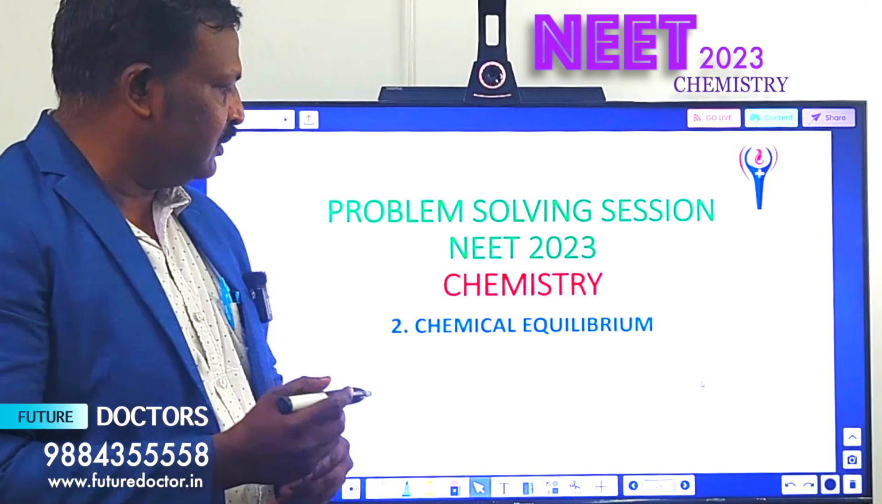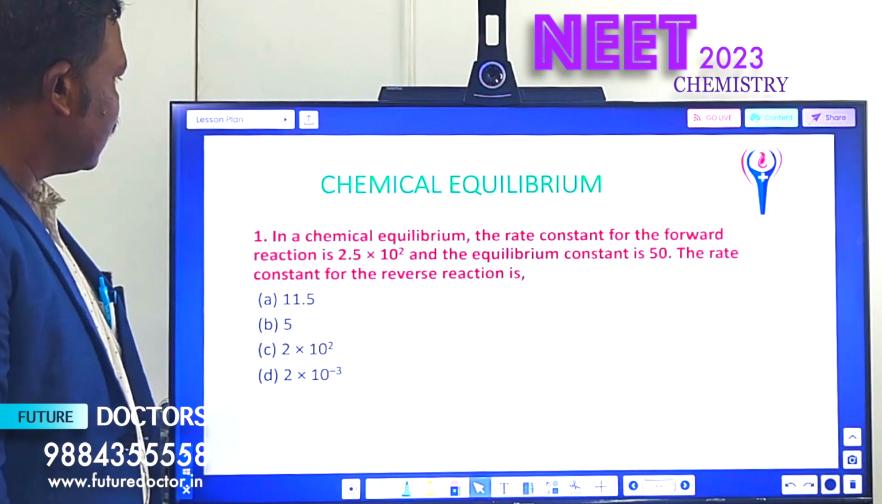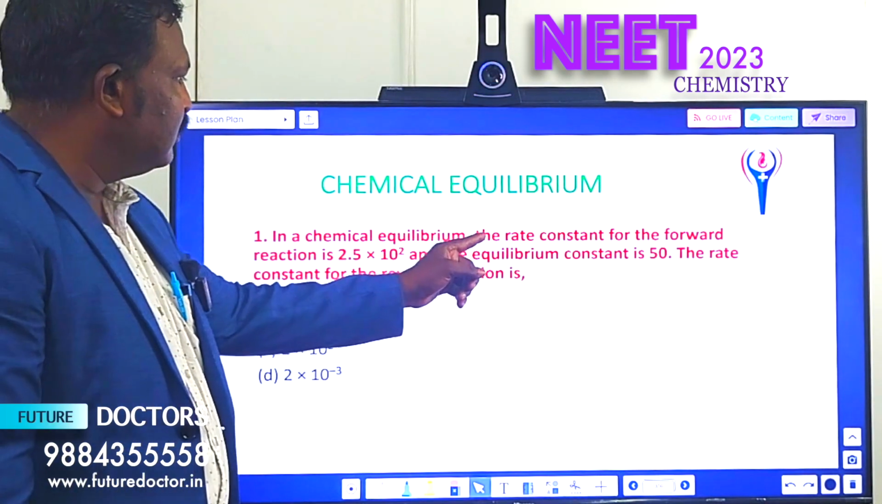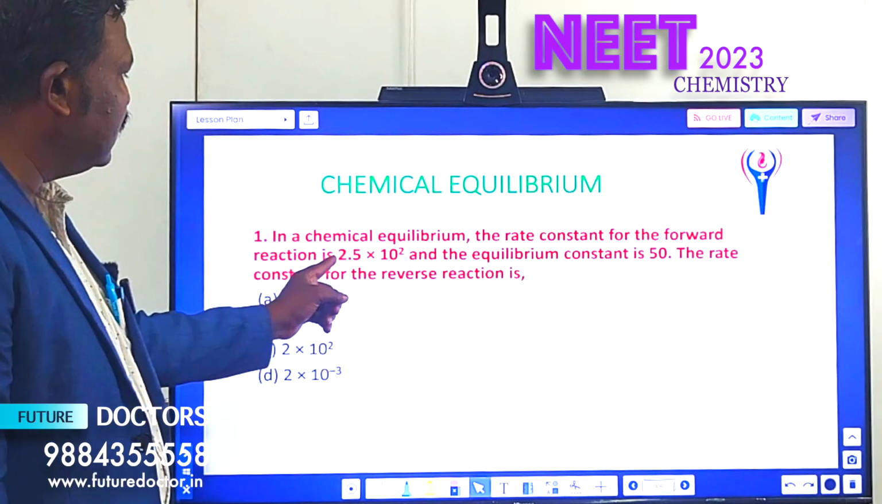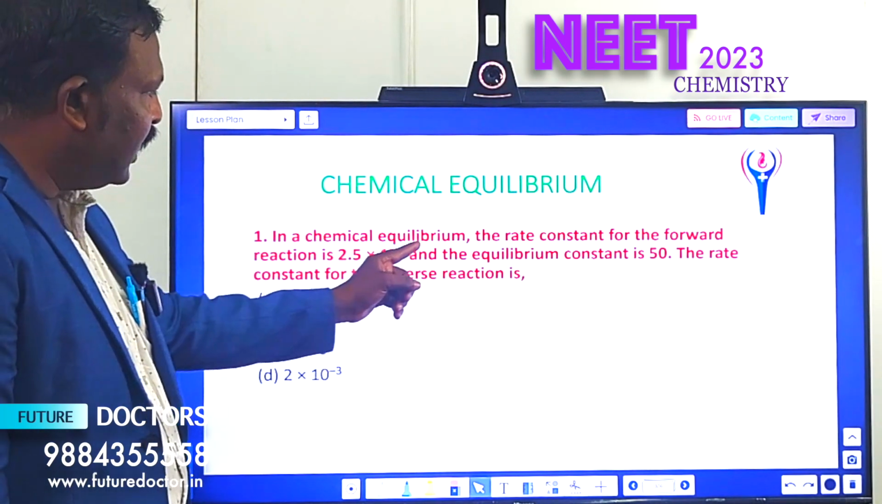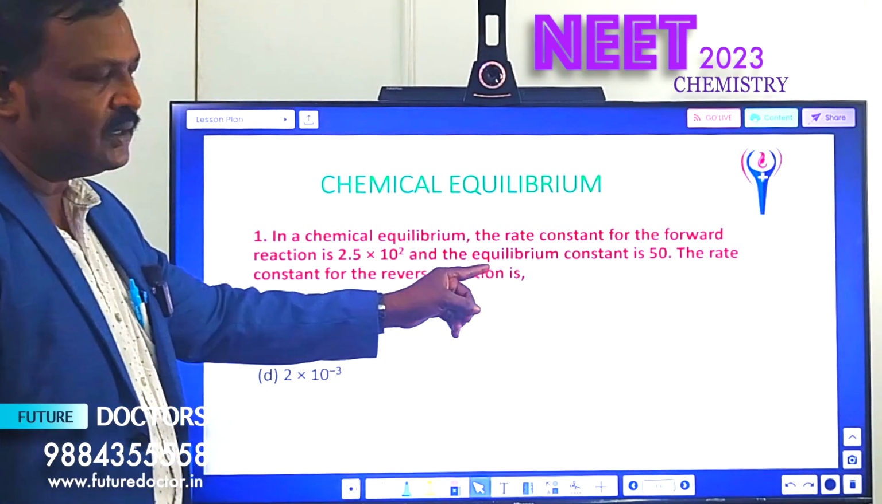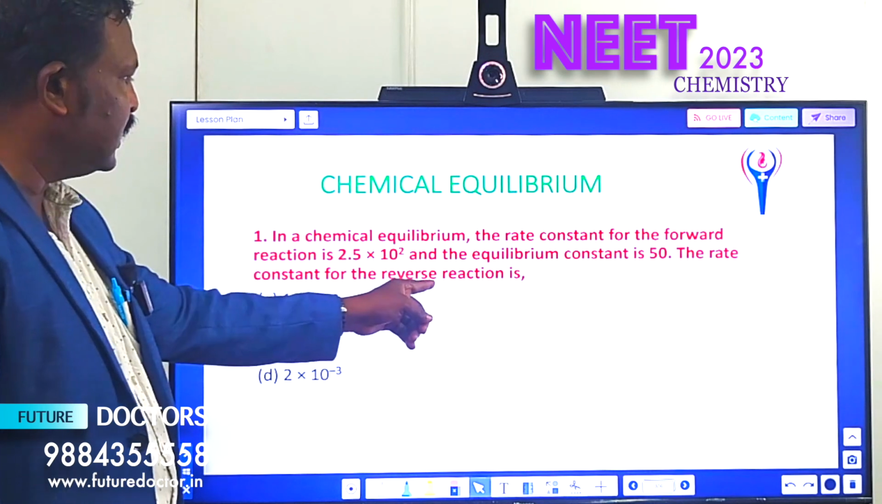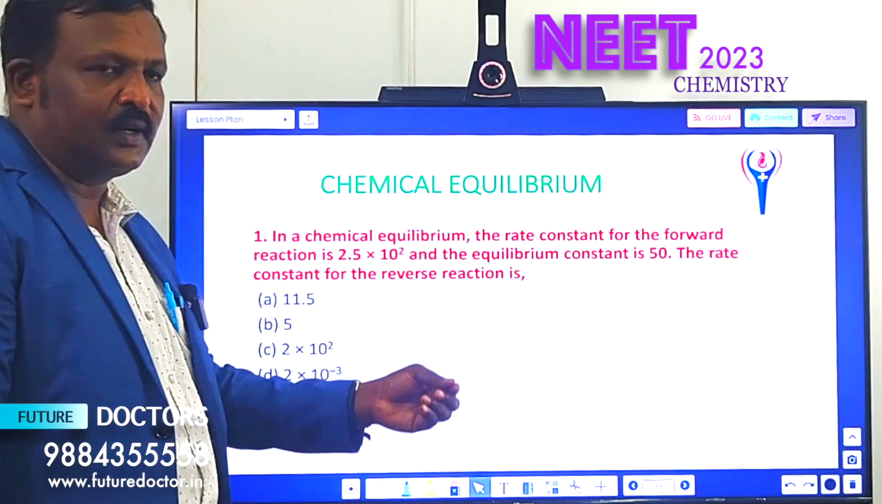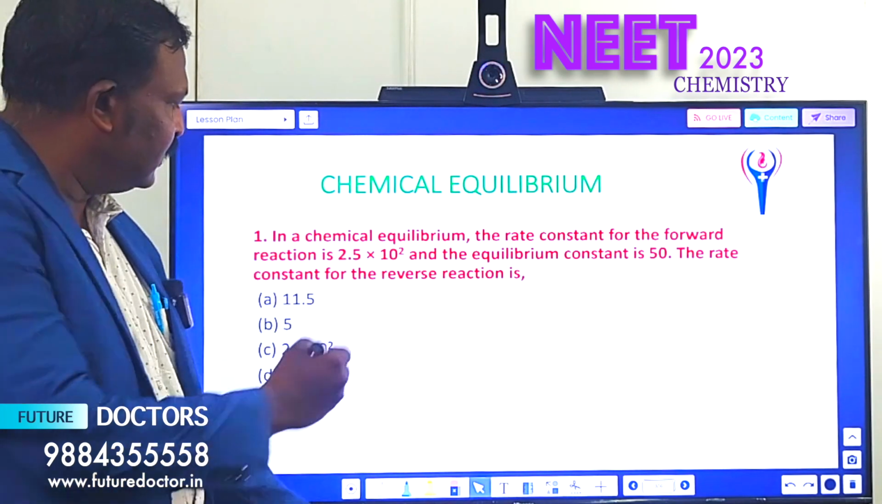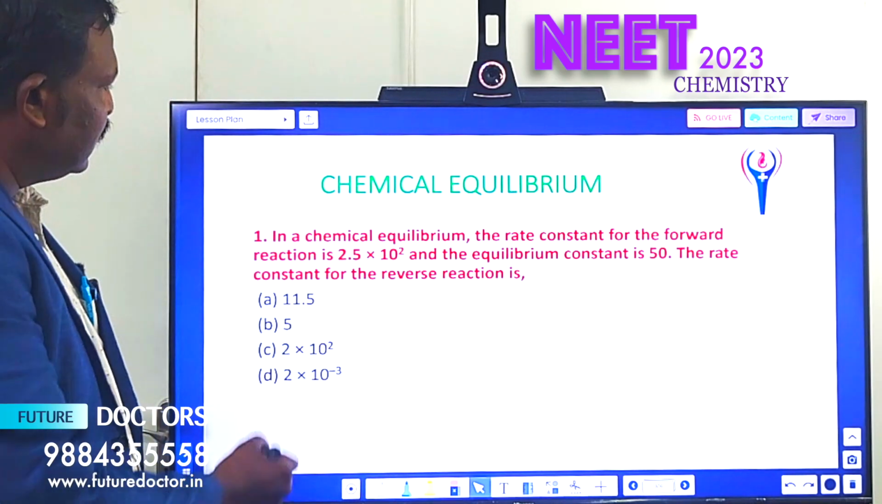Just see the question. In a chemical equilibrium, the rate constant for the forward reaction is 2.5 into 10 power 2 and the equilibrium constant is 50. They are asking for the rate constant for the reverse reaction. There is also one formula for that. If you use that formula, you can solve the sum. Understood? This is the first question.